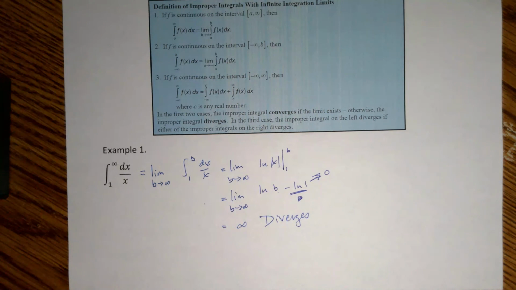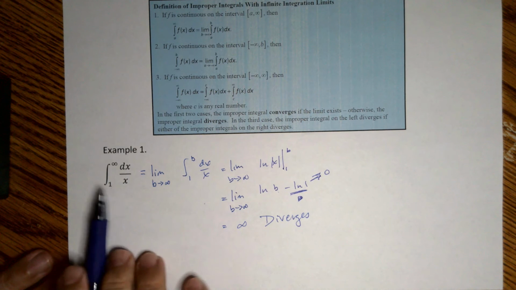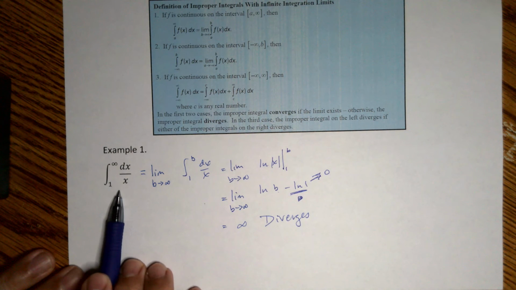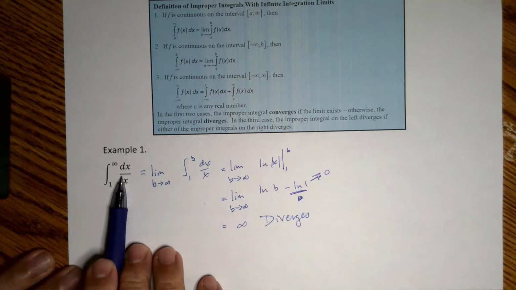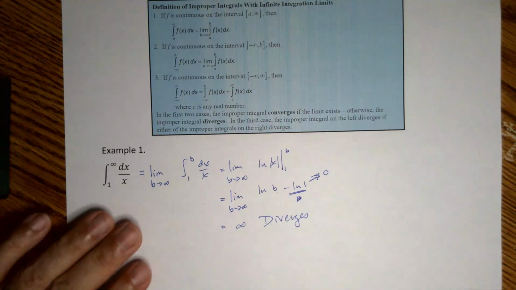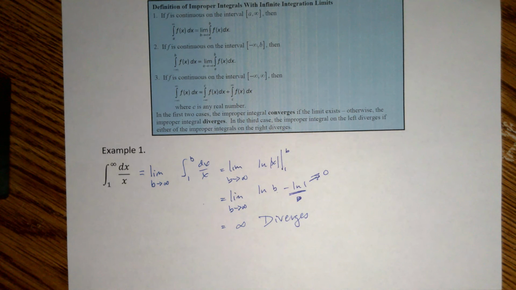So there's no numerical value. This integral does not have a numerical value, and the integral diverges. It's no specific number. And you might be saying, well, duh, it's going to infinity, why would it have a number? Well, you will see that some of these will actually converge to a number. Okay, and that's example 1.